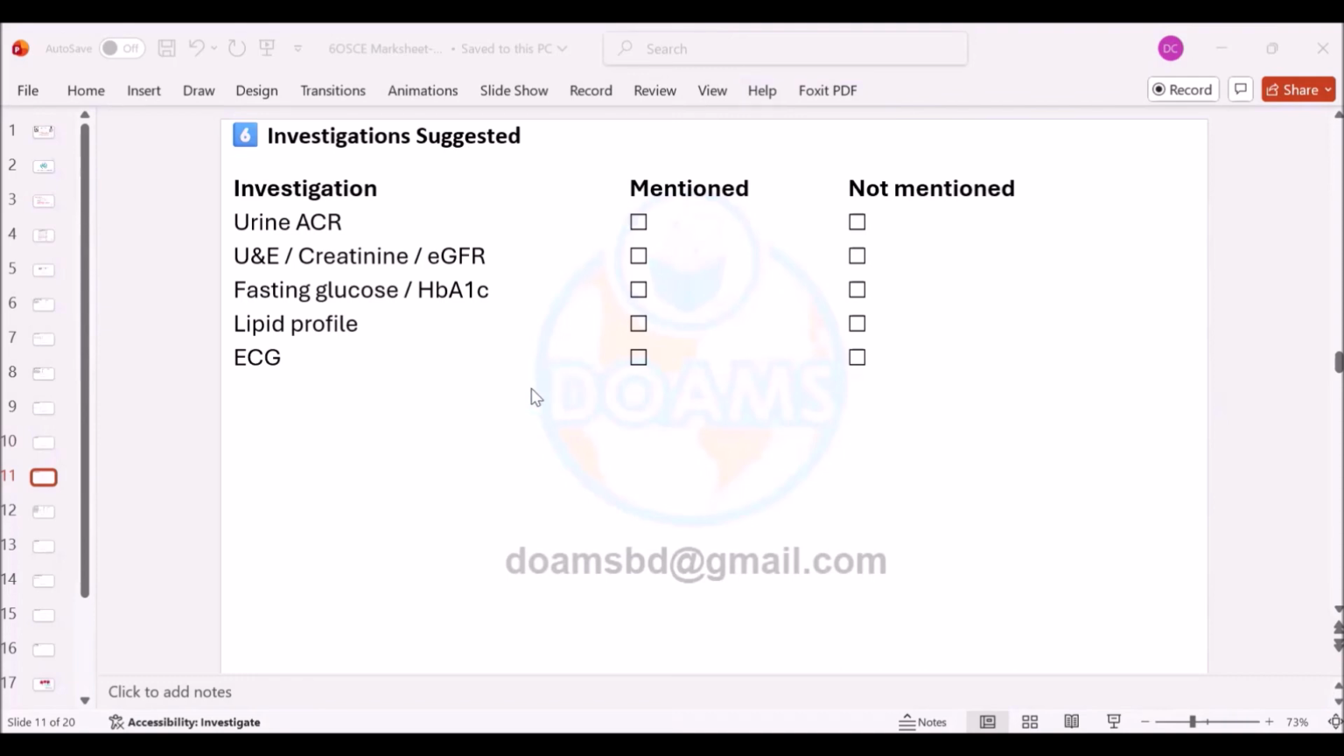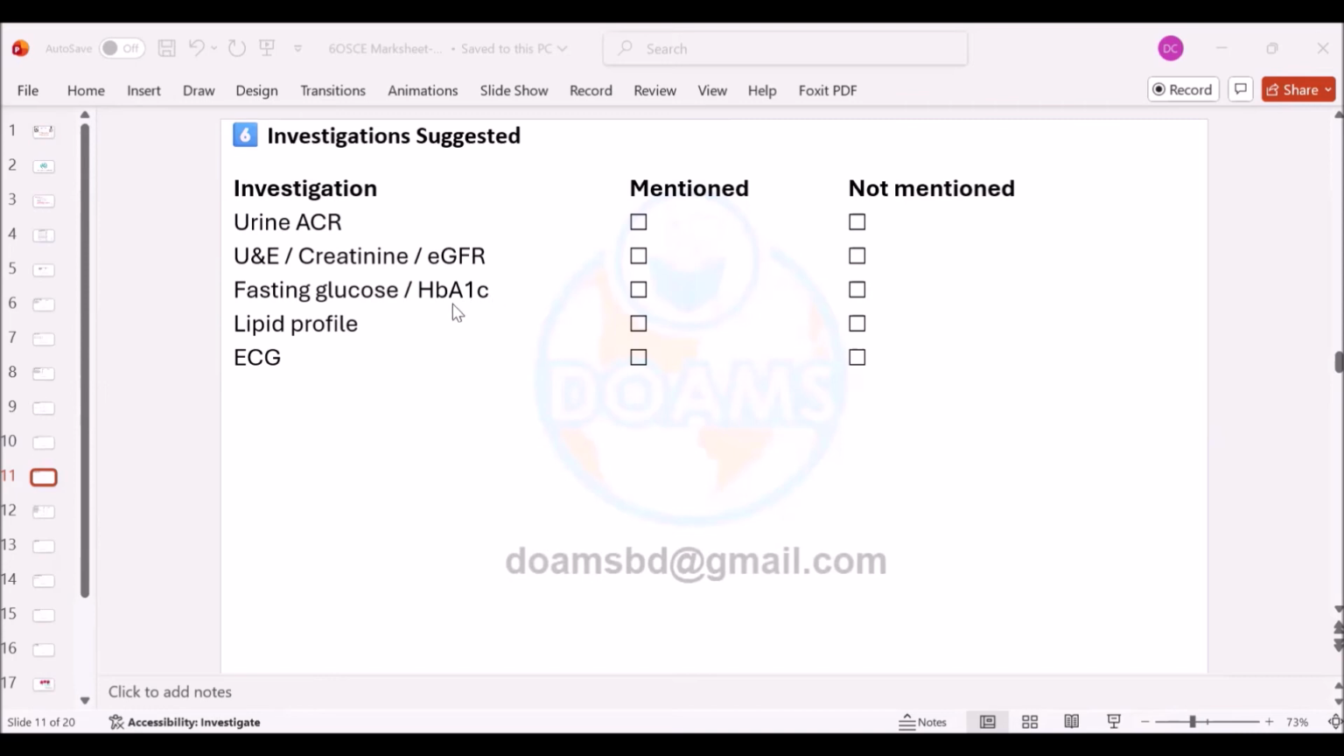It is a matter of calculation. So only creatinine and electrolytes will not be enough. I think we have to include electrolytes also here. But electrolytes, sorry, are included there. U and E, E means electrolytes, renal function. Then fasting glucose, HbA1c.